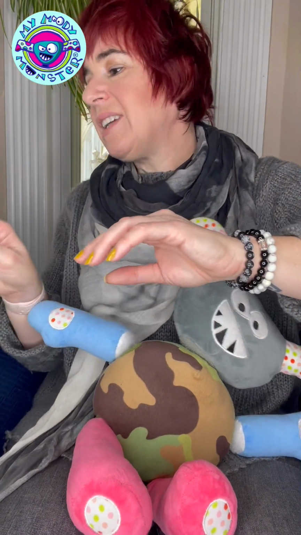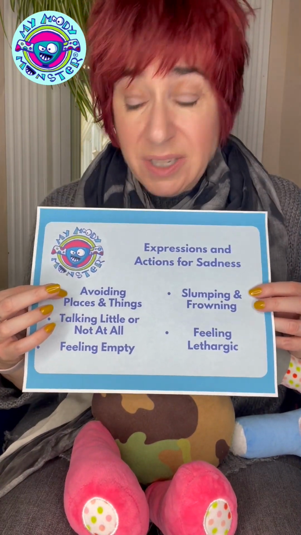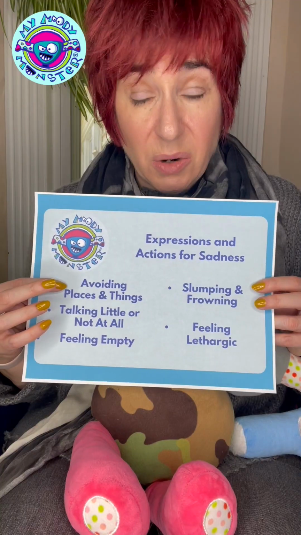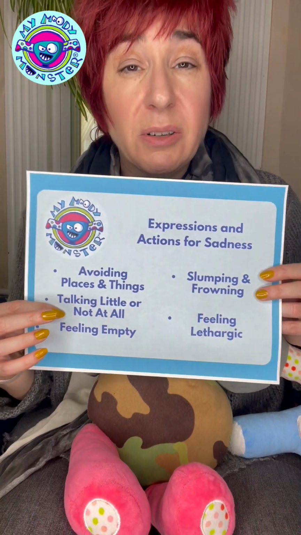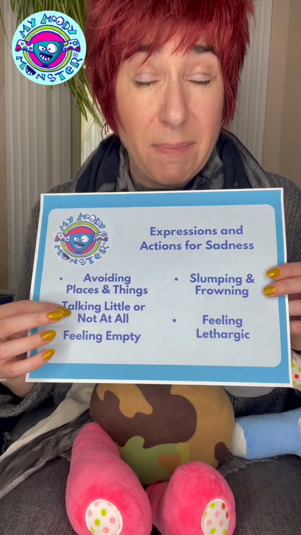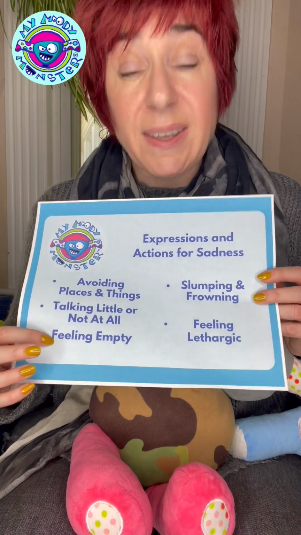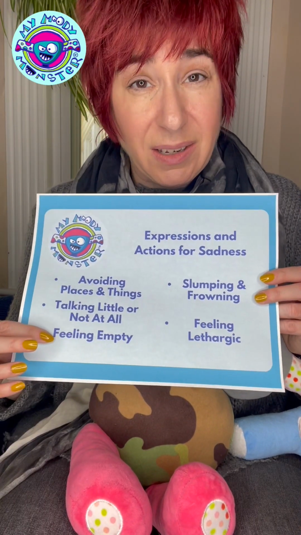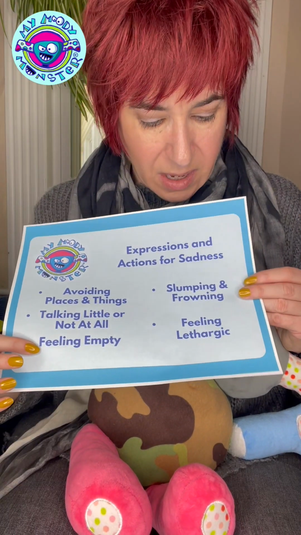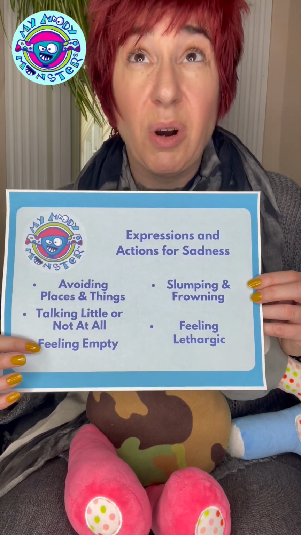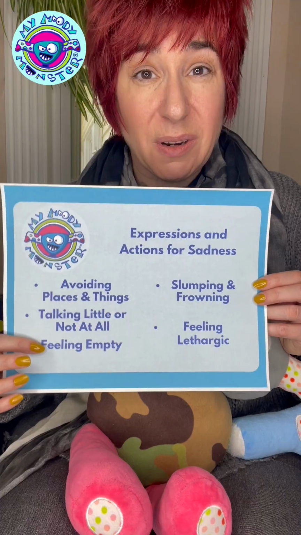Next, actions and expressions for sadness. When you're sad, you may avoid places and things that remind you of whatever you're feeling sad about, talking little or not at all, so not communicating with people, and that may also include sheltering yourself, hiding yourself away, right? Feeling empty, as if there's nothing inside, you just don't feel anything inside of you. That's pretty intense, right? Slumping and frowning could be a lesser intensity, but you may notice yourself doing that when you're feeling sad.